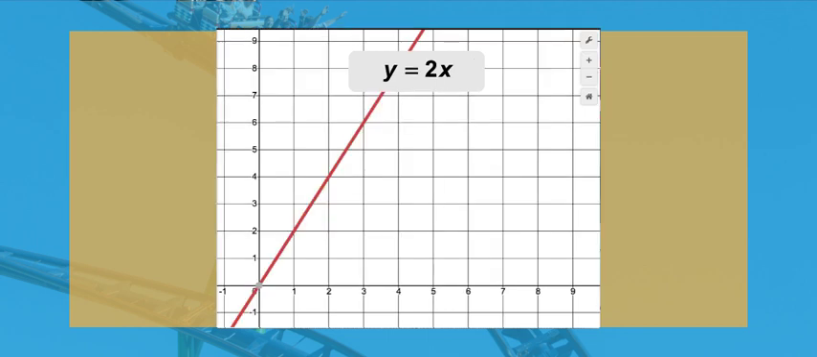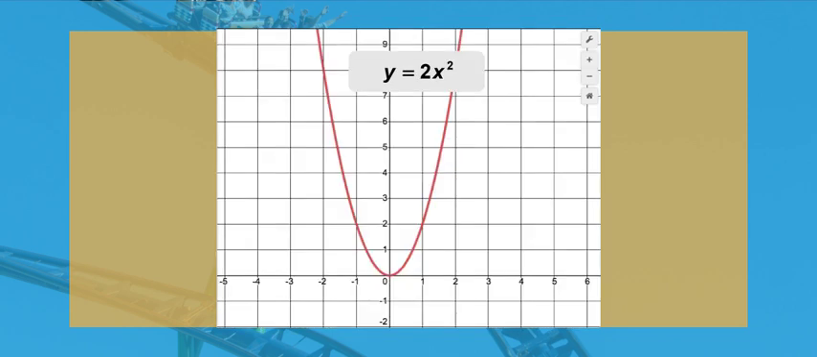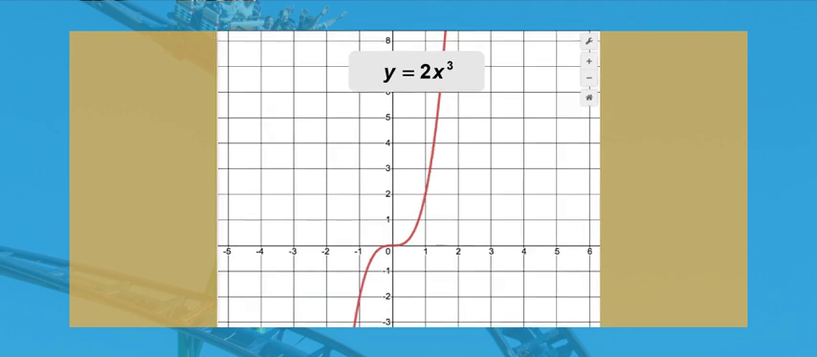The next graph is for k equals 1, which results in y equals 2x. This is the graph of a linear equation, and from your previous study of linear graphs you know that these, in fact, are functions. The next graph is for k equals 2, which results in y equals 2x squared. From your study of quadratics, you know that these are also functions. The next graph is for k equals 3, which results in y equals 2x cubed. Cubics of this form are also functions.